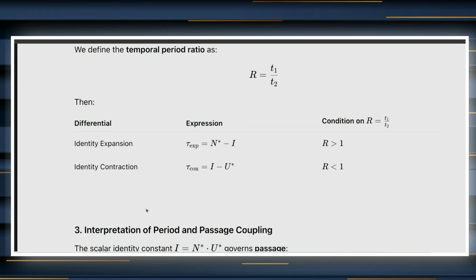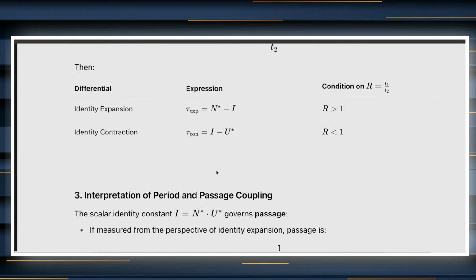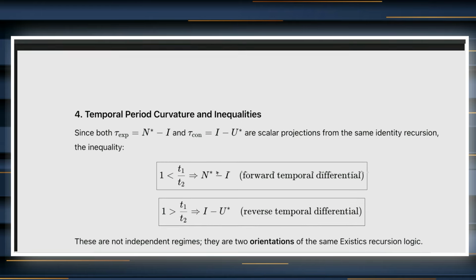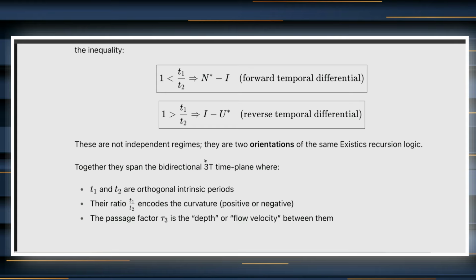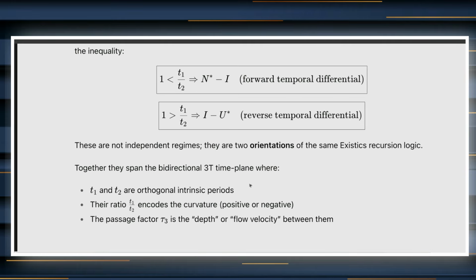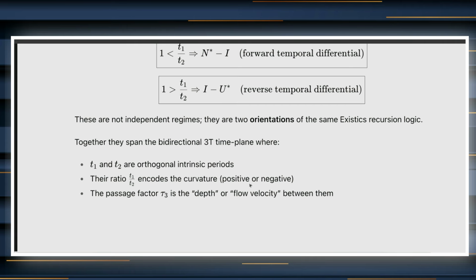So in essence, for the identity expansion we use N star minus I, and for the identity contraction we use I minus U star. And so now, temporal period curvature and inequalities. Since both the temporal expansion and the temporal contraction are scalar projections from the same identity recursion, we get this inequality. These are not independent regimes. They are two orientations of the same Existics recursion logic. Together, they span the bidirectional 3T time plane where T1 and T2 are orthogonally, or perpendicularly, intrinsic. The ratio T1 over T2 encodes the curvature. The passage factor is the depth or flow velocity between them.